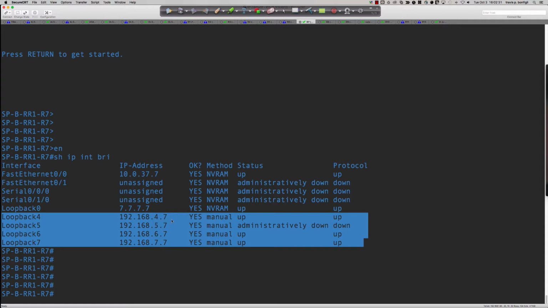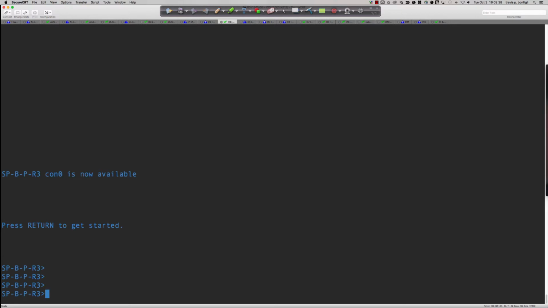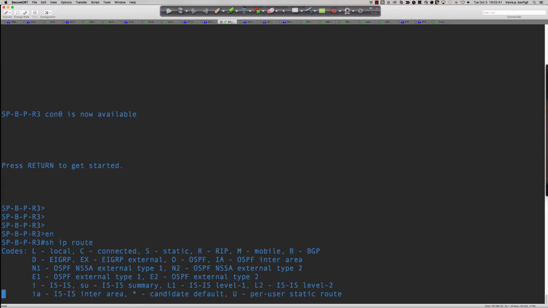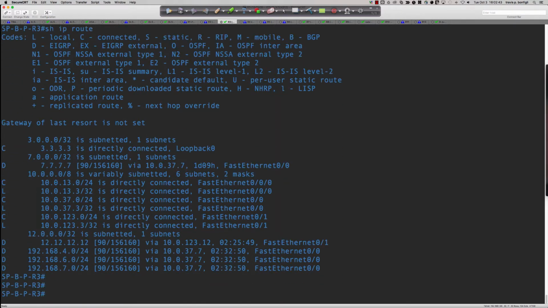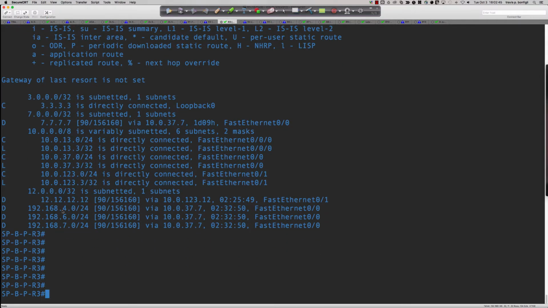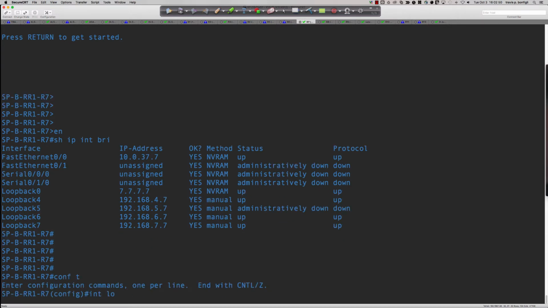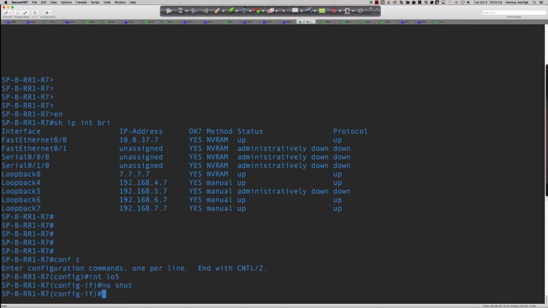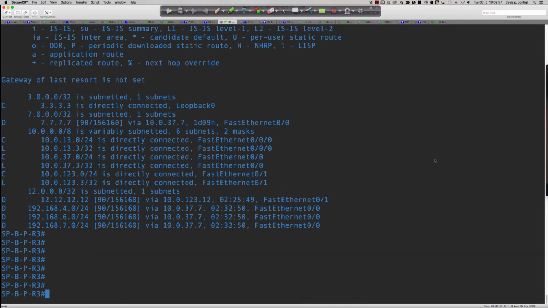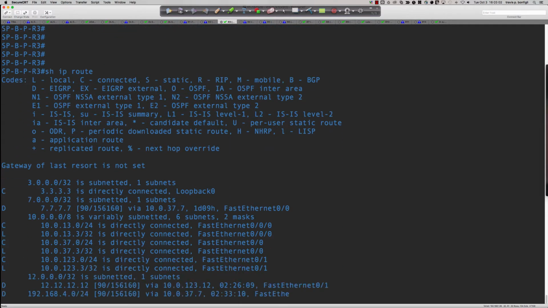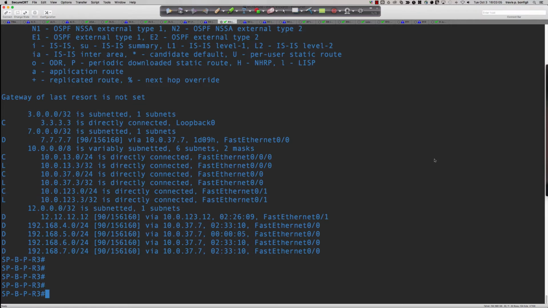So .4.0/24, .5.0/24. And so if I come over here to router 3, and this is what the text is talking about. When I say show IP route, you can see that we've got a lot of entries here in the routing table, and it looks like on router 7, we may have an interface, loopback 5, no shut. So let's bring that interface up, if it was down, okay, it looked like it might have been down there. So show IP route, and you can see we've got all of these networks down here, right?